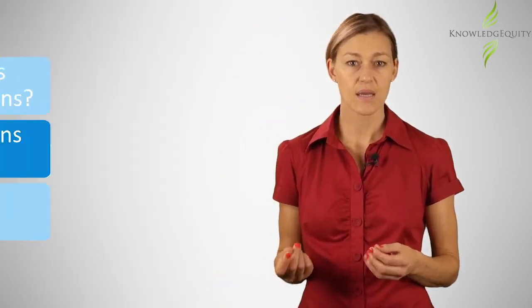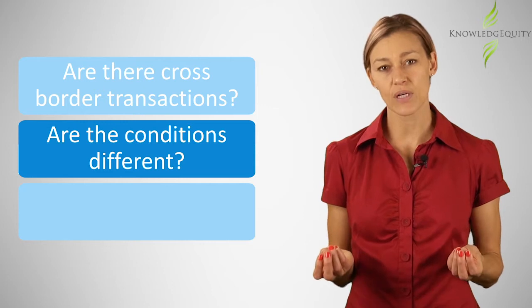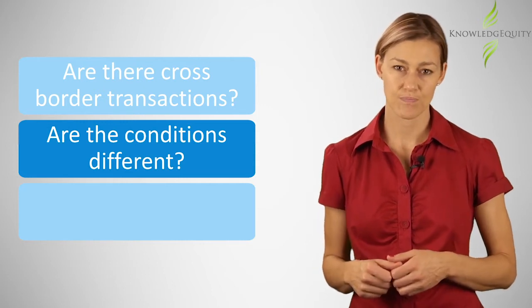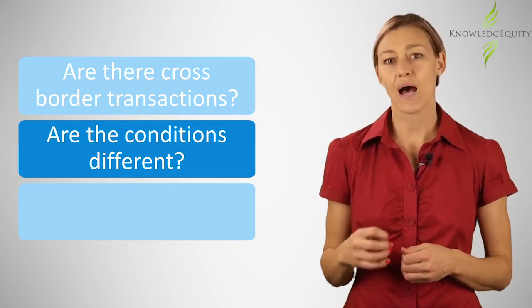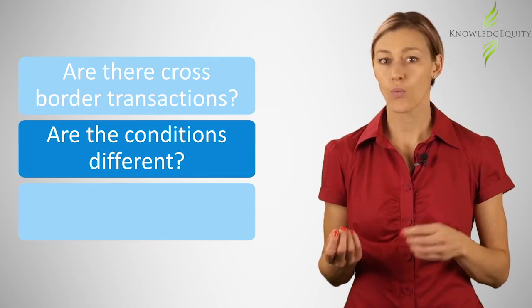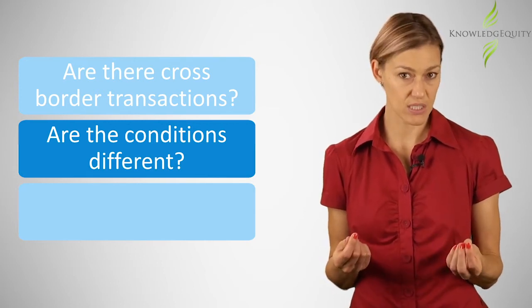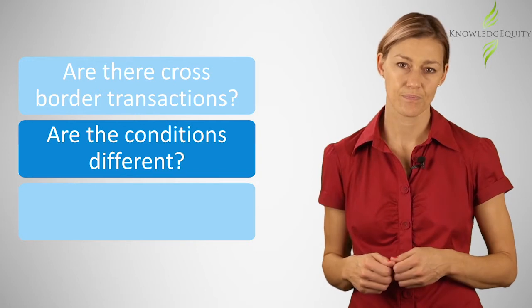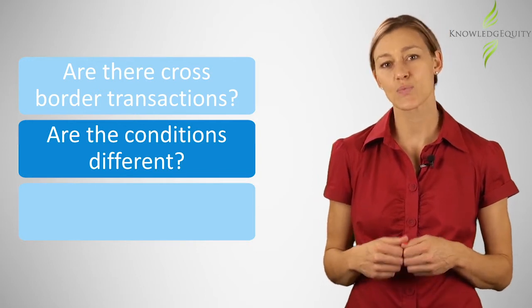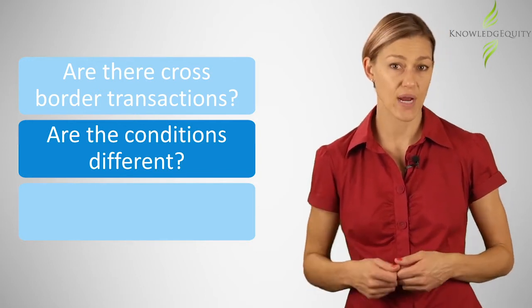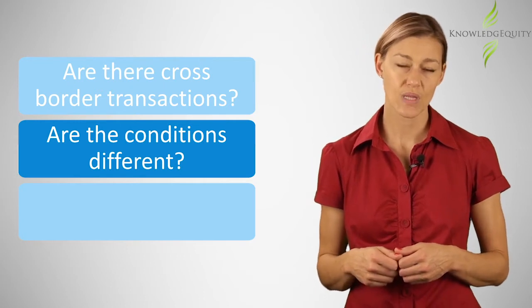Secondly, we ask, are the actual conditions different to arm's length conditions? That is, what are the actual conditions? What are the arm's length conditions and do they differ? The actual conditions will simply be the price for the actual transactions or agreements.